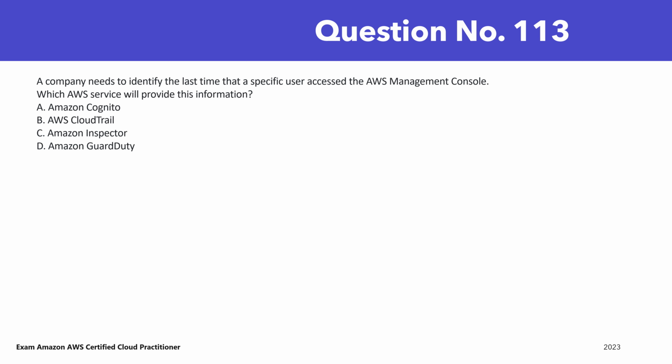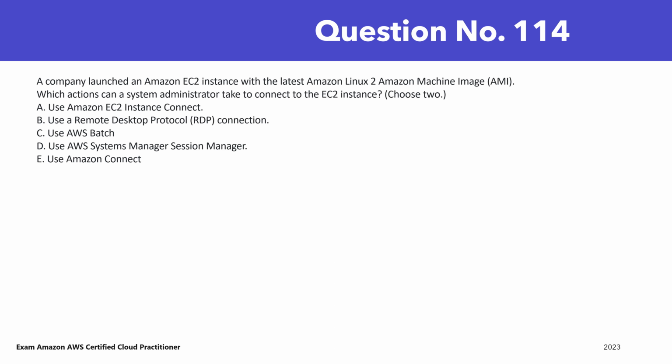A company needs to identify the last time that a specific user accessed the AWS Management Console. Which AWS service will provide this information? A. Amazon Cognito. B. AWS CloudTrail. C. Amazon Inspector. D. Amazon GuardDuty. Correct answer, B.